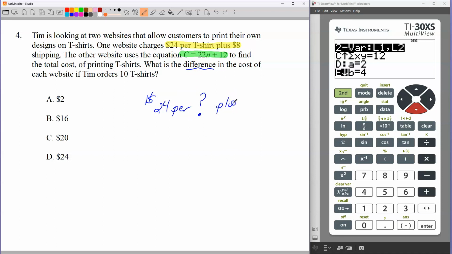Plus $8. So I just rewrote this here. I can enter this on the calculator. Watch this.